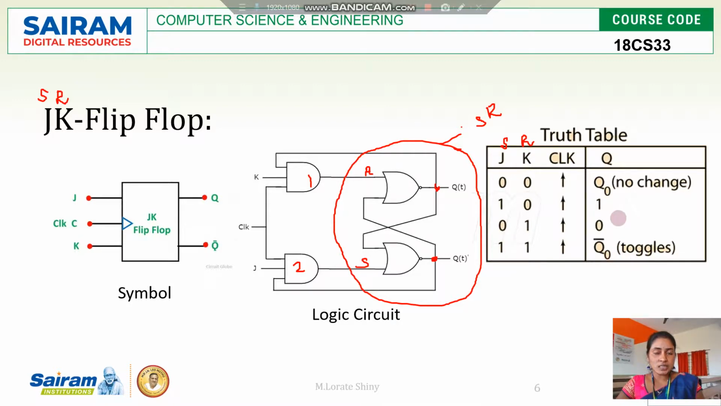If the previous state is 0, then the current state is 1. If the previous state is 1, the current state is 0. Okay. You can apply all the 4 input conditions to this circuit and you can check the output Q also.